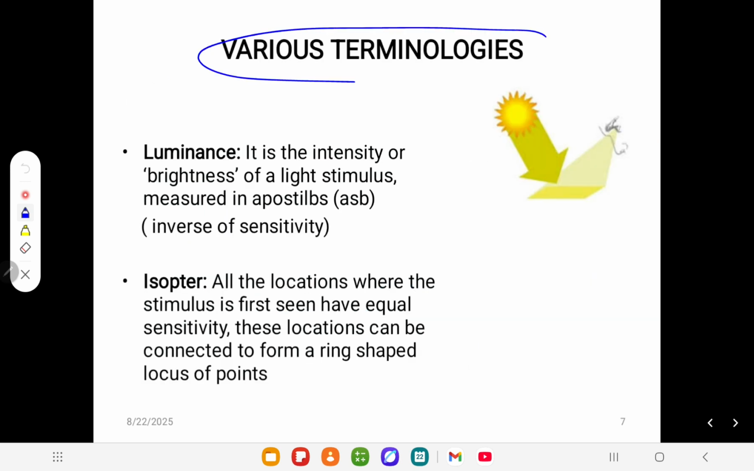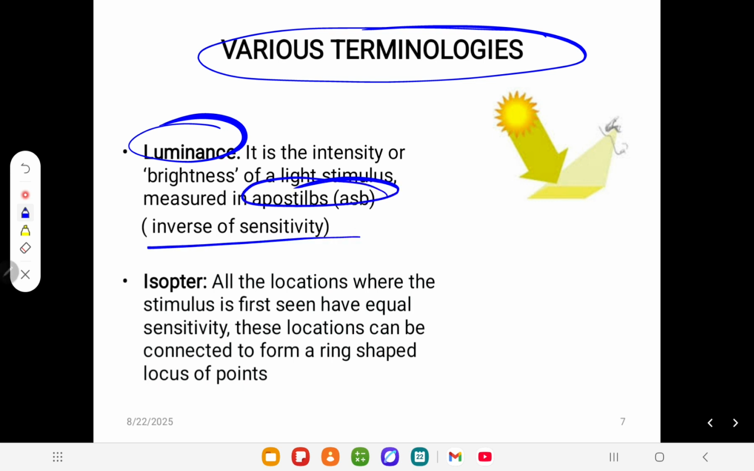Before moving into depth on perimetry, we have to know a few terminologies. What are the terminologies? What is luminance? I have already covered it in my previous videos on photometry. Luminance is the intensity or brightness of the light stimulus, measured in apostilbs.